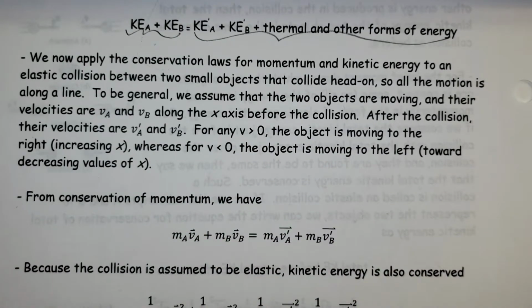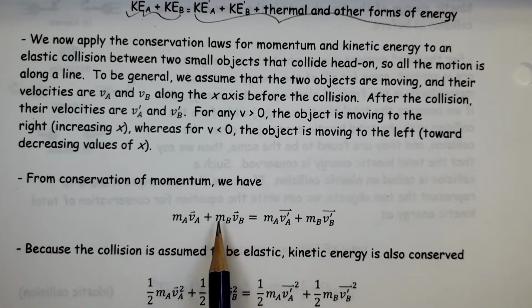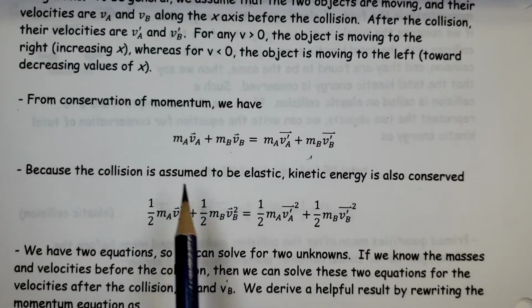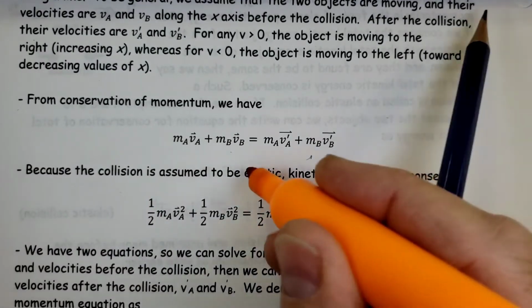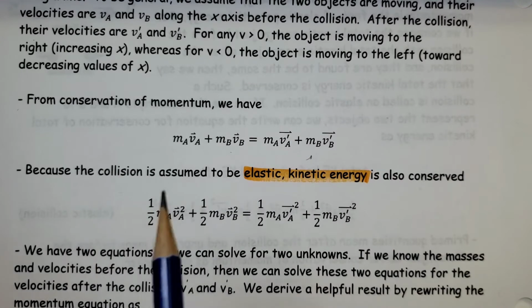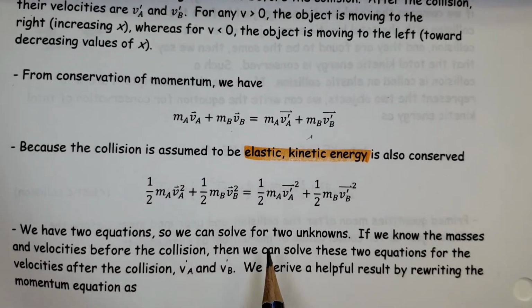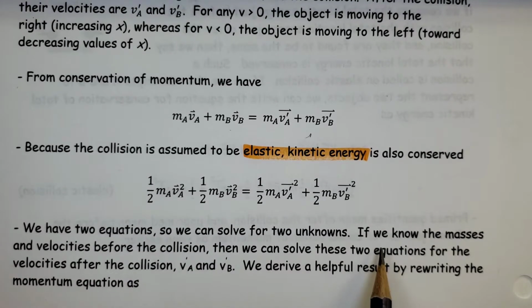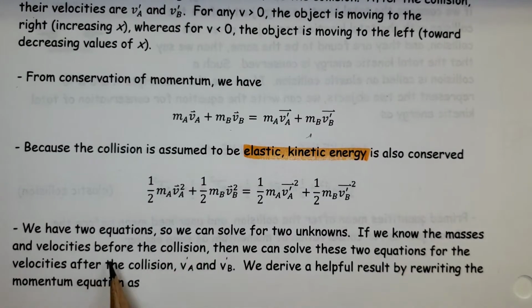So we kind of assume it's on the x-axis. From conservation of momentum, total momentum before equals total momentum after. If it's elastic, then kinetic energy is conserved. Total kinetic energy before equals kinetic energy after. We have two equations, so you can solve for two unknowns like you've done in an earlier math course. If we know the masses and velocities before the collision, then we can solve these two equations for the velocities after the collision, VA prime and VB prime.